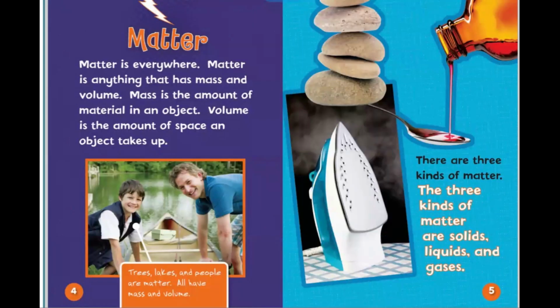Matter. Matter is everywhere. Matter is anything that has mass and volume. Mass is the amount of material in an object. Volume is the amount of space an object takes up. Trees, lakes, and people are matter. All have mass and volume. There are 3 kinds of matter. The 3 kinds of matter are solids, liquids, and gases.